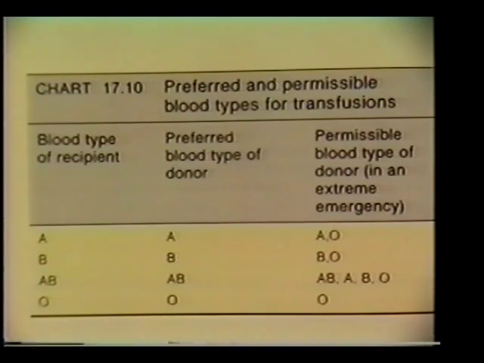For blood transfusions, you must also consider the RH factor. Each blood type can be either RH positive or RH negative. For example, if you have O positive blood, you should receive a transfusion of only O positive blood. If you are AB negative, then you should receive a transfusion of only AB negative blood.